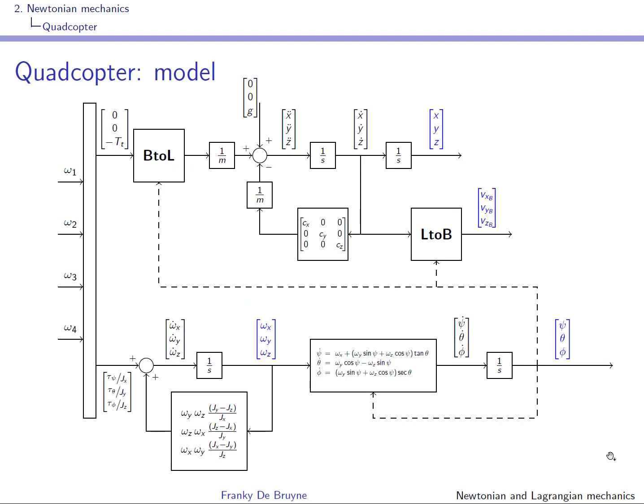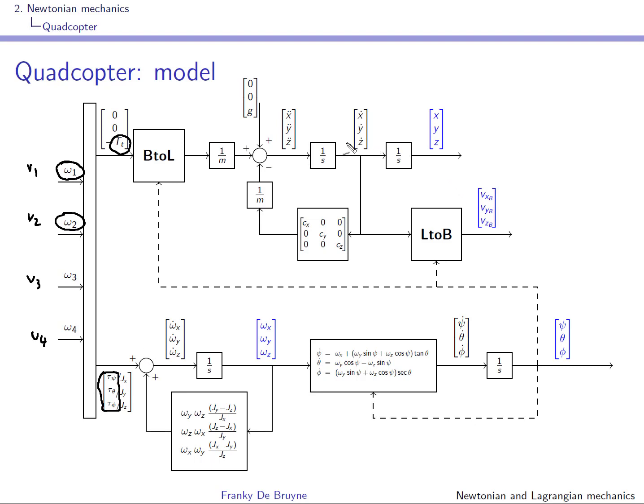Here is your model. It's the model of the quadcopter. So the inputs are the rotation speeds of the rotors. Of course, you could say that, because they are linked, you use the voltages V1 to V4. In any case, using these, you can compute the total thrust, and you can compute the three torques, the yaw torque, pitch torque, and roll torque.